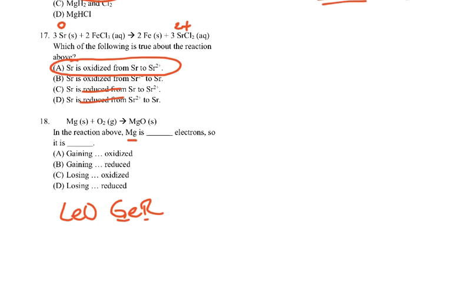Okay, so if it's gaining electrons, that's reduction, so that can't be the right answer. And losing electrons is oxidation, so that can't be the right answer. So it's either B or C. And what's happening to magnesium? Magnesium's going from neutral to, in the compound, 2 plus.